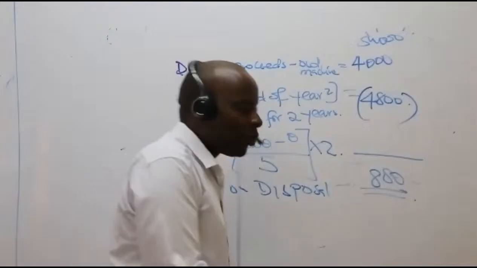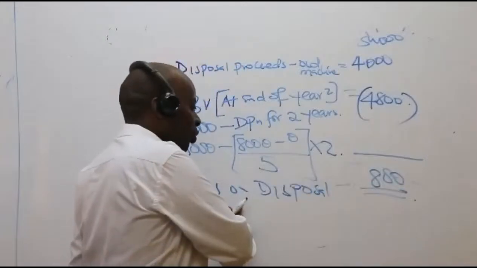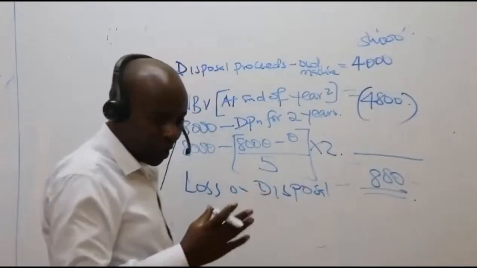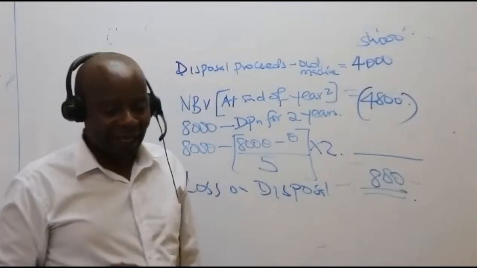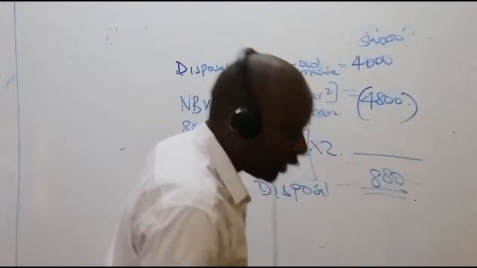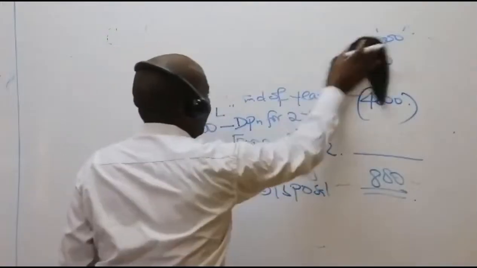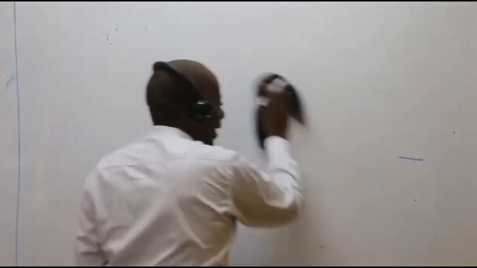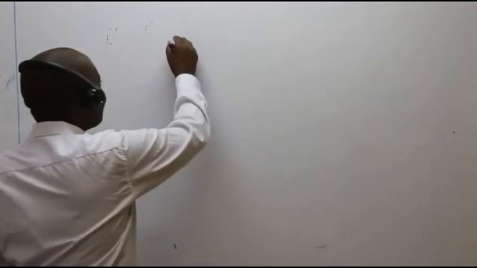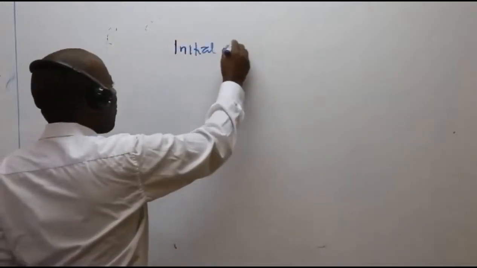So in this case here, what do we have? 800, which is a loss on what here? On disposal. A loss on disposal. Great. So after I get that, now I'll be able to give you the initial outlay very easily. Once I get the loss on disposal, I'll be able to give you the initial outlay very easily.